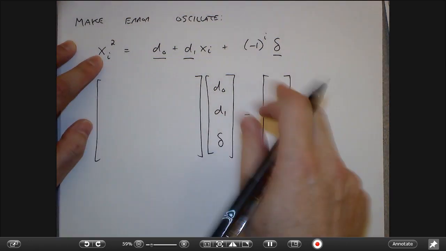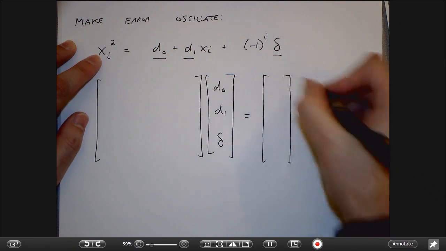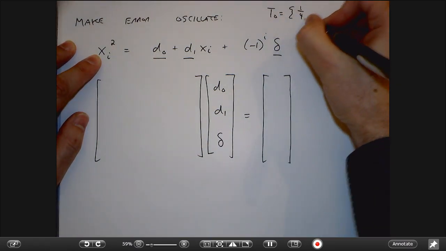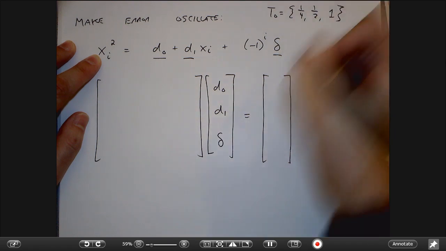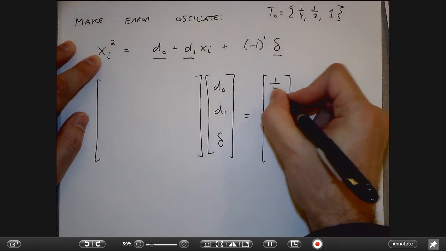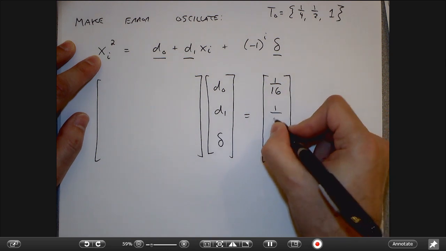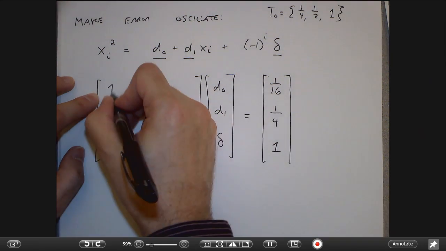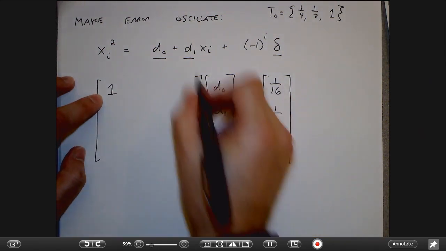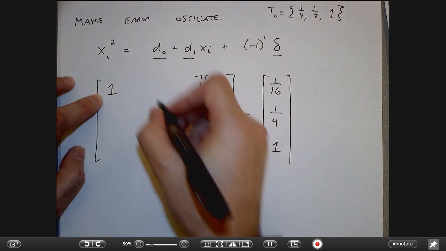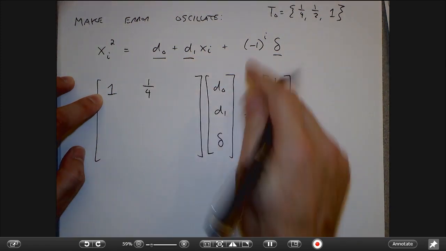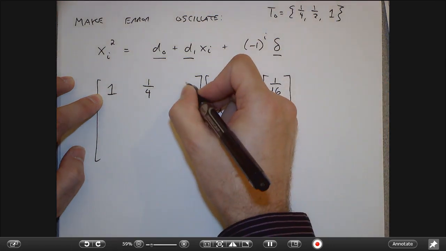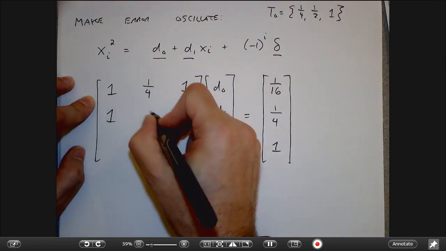On the right-hand side of this equation, I have xi squared. So remember that my hypothesis was a quarter, a half, and 1, right? So that means that on the right-hand side, my actual values of that function are a 16th, a quarter, and 1. And then I plug in what's multiplying d0, 1. What's multiplying d1? Well, it's the value of xi, which is a quarter. And then what's multiplying delta? So I'm going to assume that my delta at the first place is going to be 1, right? And then I have the other points.